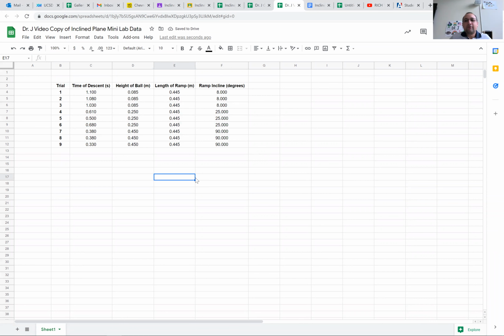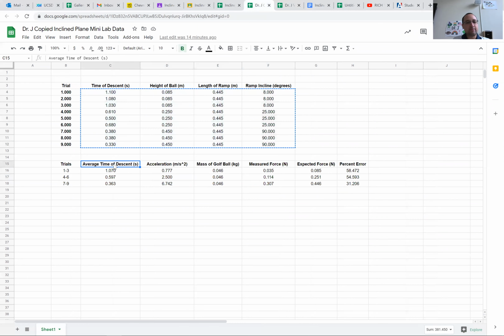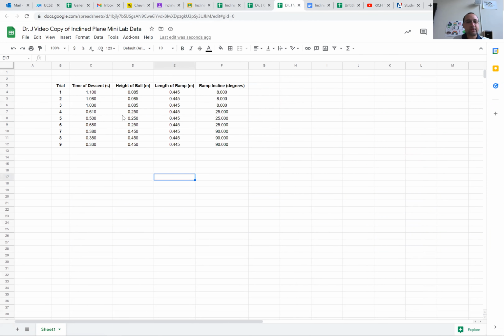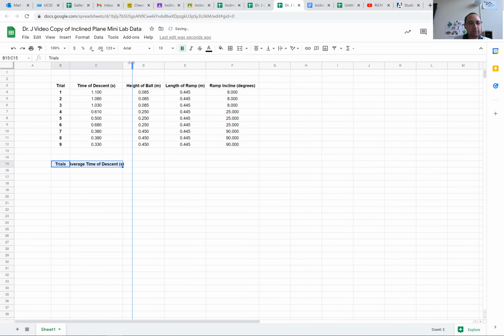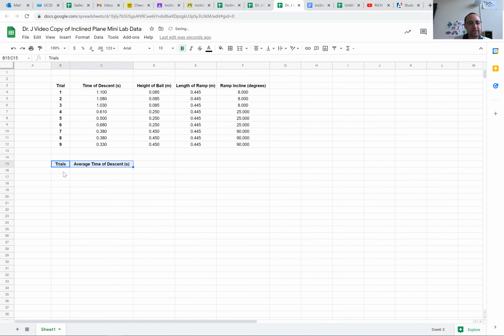And so whoever's data these are, you're going to get to see your data analyzed right away. Okay, so the first thing we want to do is calculate the average time of descent for the first 3 trials, right? So I'll copy this and paste it over here. Okay, so boom. And then I'm going to have to make this column a little bit bigger. Okay, average time of descent in seconds. And the first trials I had were trials 1 through 3.